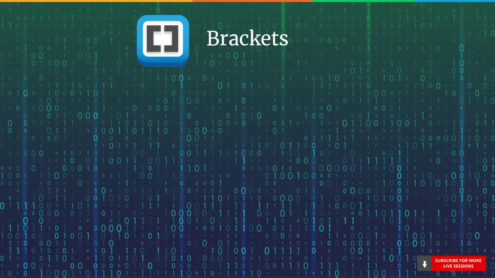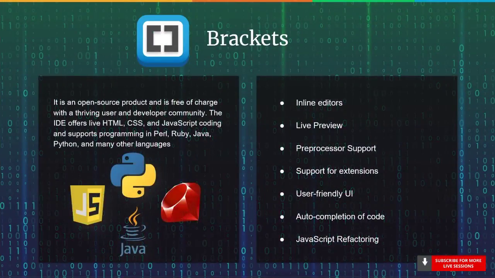Next up, we have Brackets. Now, Brackets is a powerful, lightweight editor that comes with a set of excellent visual tools and preprocessor support that allows easy designing in the browser. It is an open source product and is free of charge with a thriving user and developer community. The IDE offers live HTML, CSS, and JavaScript coding and supports multiple programming languages like Perl, Ruby, Java, Python, and many more. Some of its features are inline editors, live preview, preprocessor support, support for extensions, user-friendly user interface, auto-completion of code, and JavaScript refactoring.